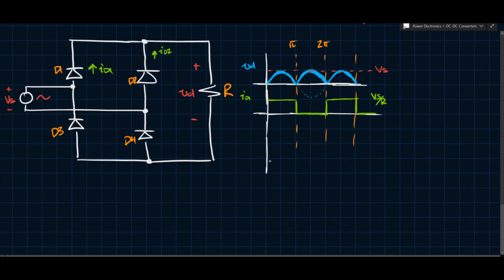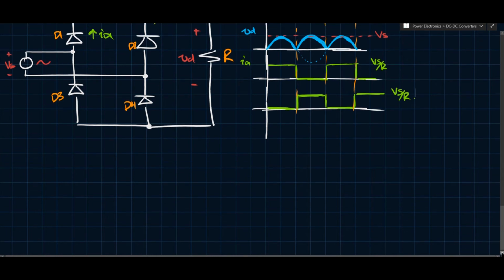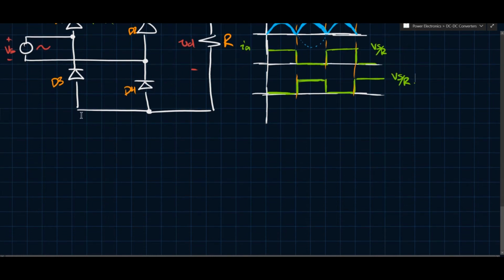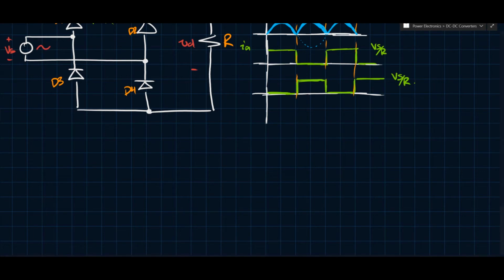And so we can obviously look at the other current as well if we want to. So when D1 is conducting, D2 cannot be conducting, so it has to be 0. This has to be positive here, and so on, like this. Okay, and this is also going to be Vs over R. So that's what you have for the waveforms for this circuit here. This is a full wave, sometimes also referred to as the full bridge rectifier.